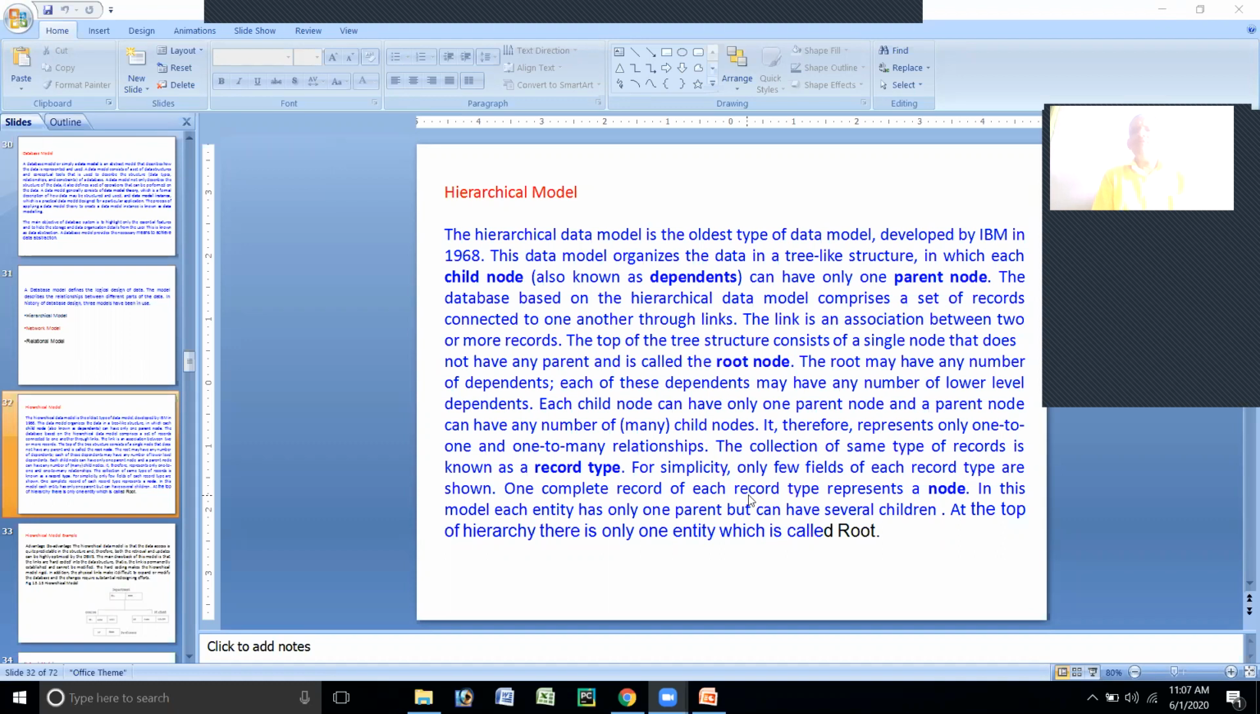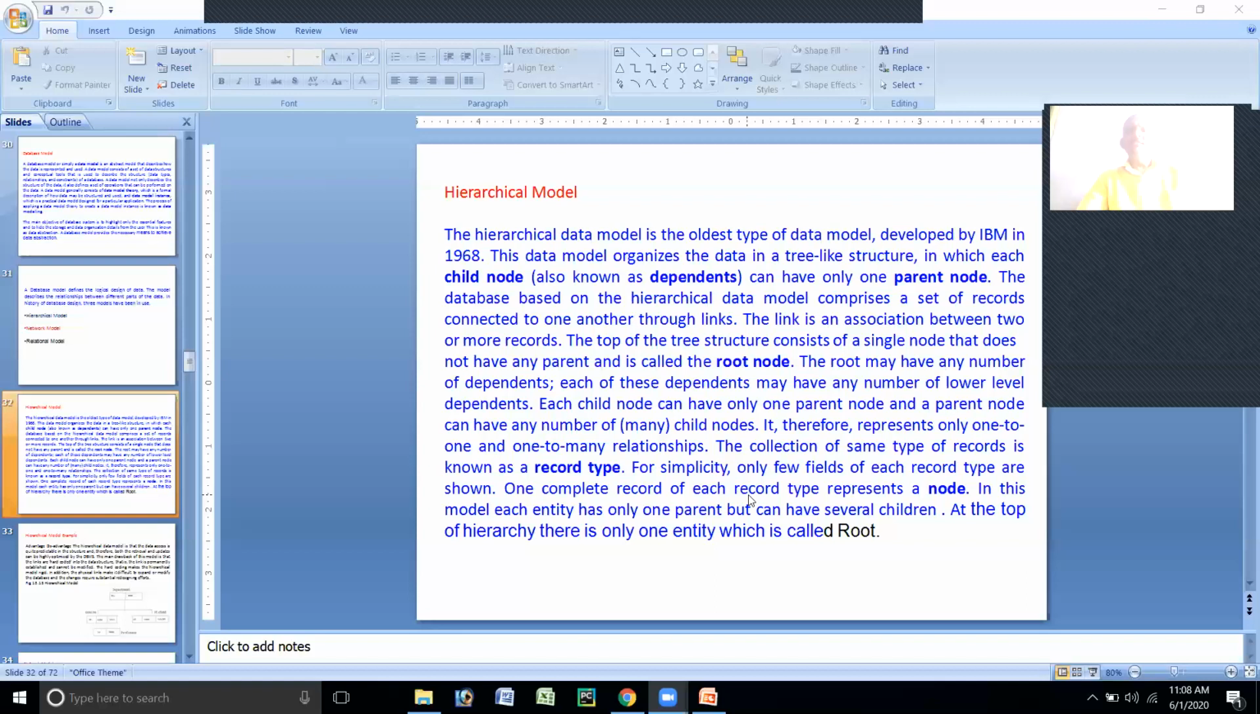The collection of same type of records is known as a record type. A group of same type of records is called a record type. Up to here, any doubt? No, sir.